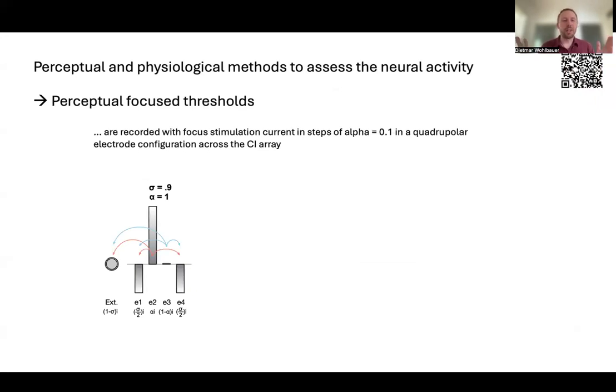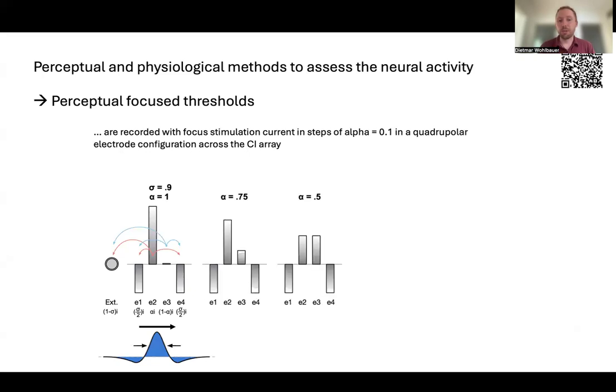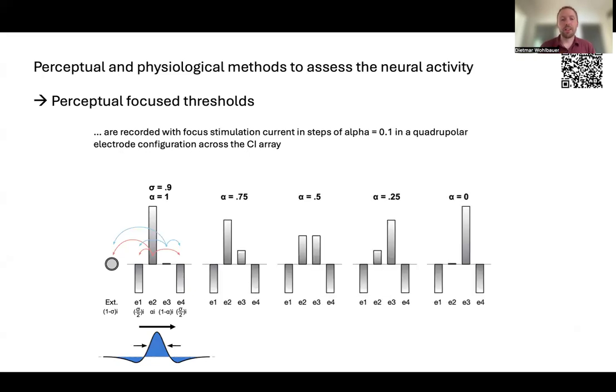We create an electrode quadruple which stimulates in a current sweeping method the more distinct neural regions. So instead of having a very broad spread, we have these phase inverted edging electrodes activated to narrow the electric field to a more specific neural region. And then when we sweep through the electrode array, we get a focused representation of the neural activity.